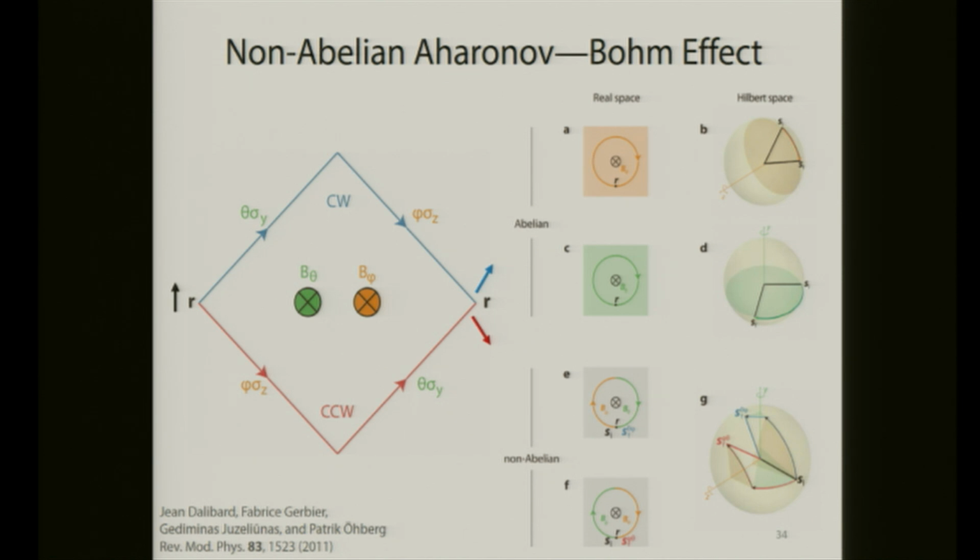And if you think about this in the Hilbert space, I noted before that because there's a sigma y and sigma z, they rotate the pseudo-spin in different orientations, they lead to different final spins on the Bloch sphere. And the interference of these 2 final spins in red and blue color gives you the AB effect, the non-Abelian AB effect.